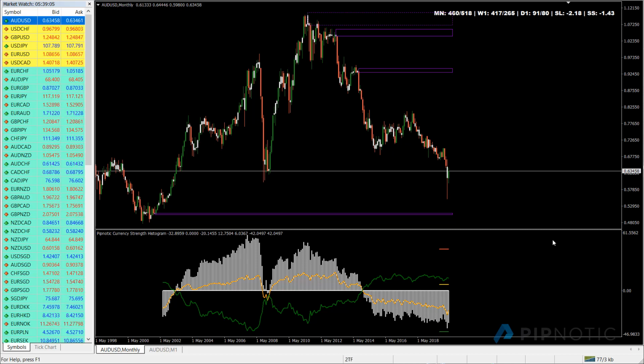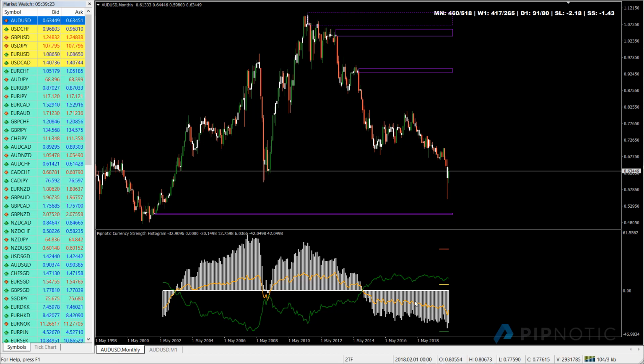Today we're going to run through a few pairs. We're going to look for some pairs that are looking to potentially turn around based on currency strength, and then we'll go down to the smaller time frames and identify some lovely supply and demand areas, or buy and sell zones, that we can expect price to have a bit of a reaction at.